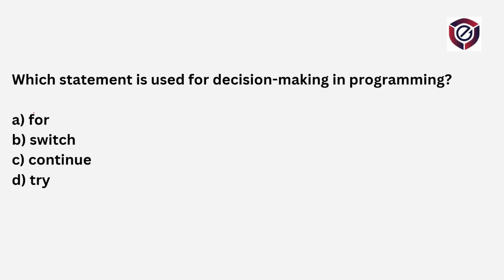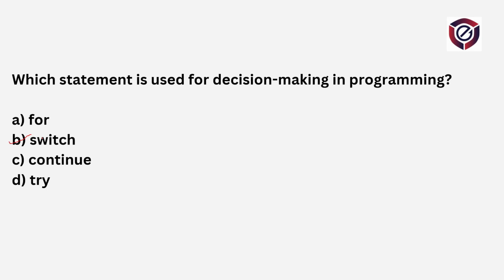Which statement is used for decision making in programming? The decision making is done with the help of three or four basic structures provided in the C or C++ programming language or any other programming language, such as if else, if else if ladder, and switch. So here the correct option is switch. The switch statement takes an input as a choice. So based upon the choice value, it is going to decide which case to be executed.